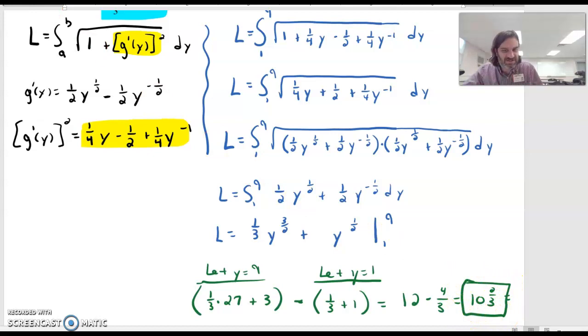Let me clean it up a little bit since it looks a little weird now. 10 2/3. So that'd be 32/3. So I think everything does look good here. 9 plus 3 is 12 minus 4/3. So we take it down to 11. Yes, I like this answer.